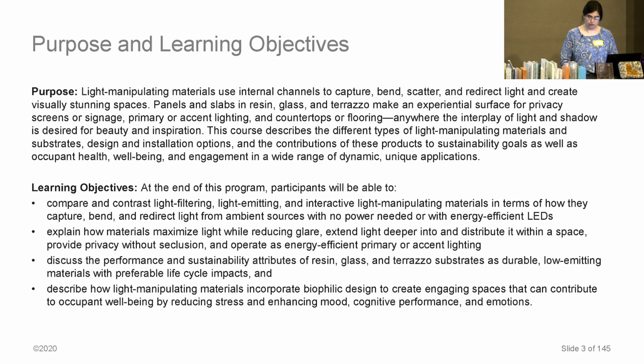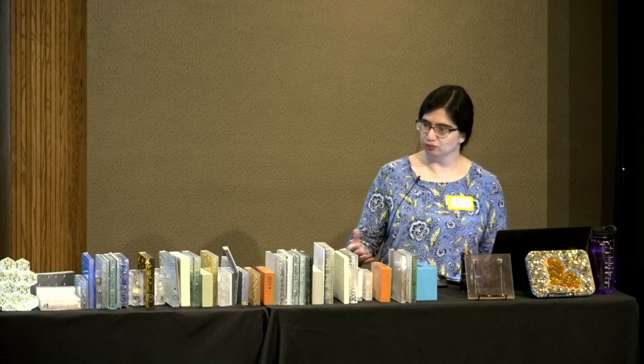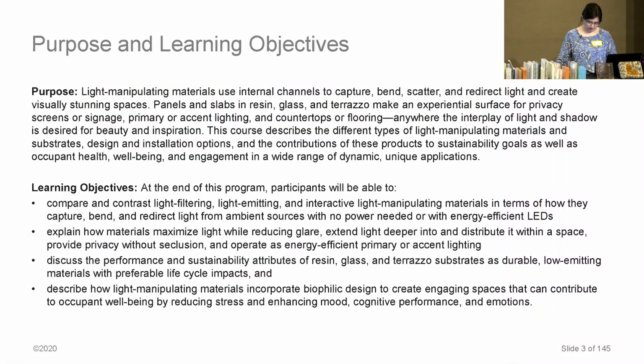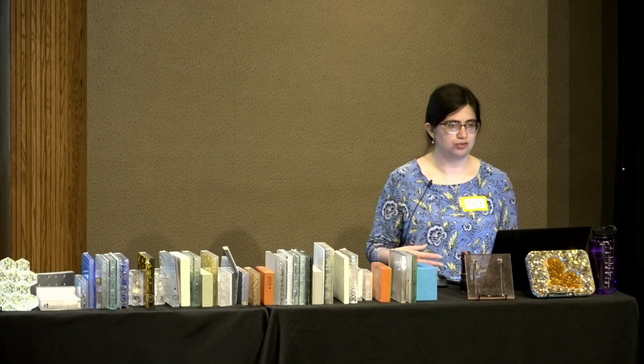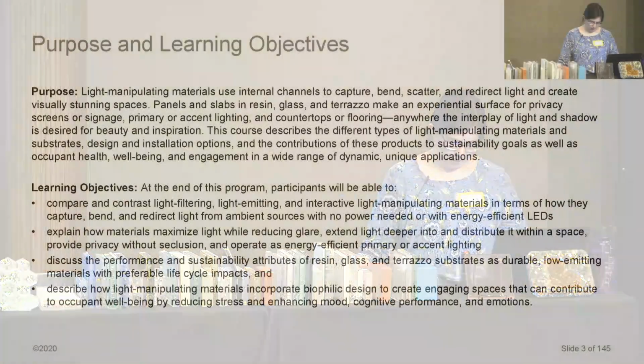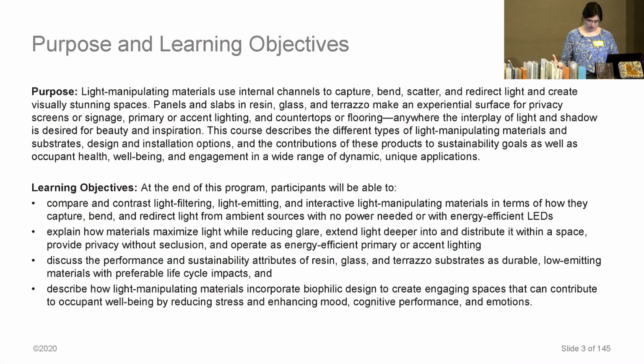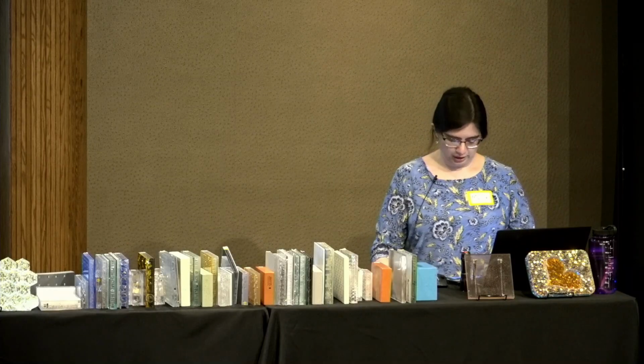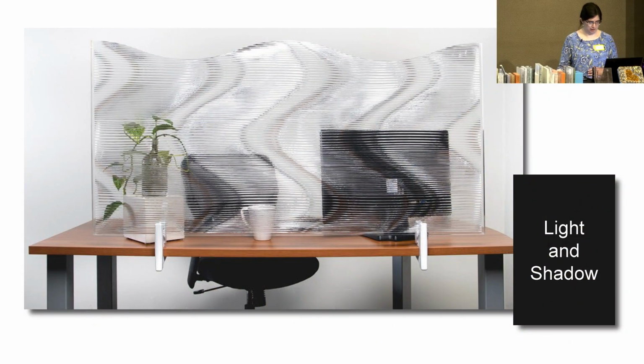Our learning objectives for the course are comparing and contrasting different types of light manipulating materials in terms of how exactly they manipulate light, how they interact with light in different ways. We'll talk about how the materials maximize and extend ambient lighting in a room, how the substrates work, the different sustainability attributes, performance abilities of the different substrates. And we'll talk about how the materials incorporate biophilic design, which contributes to occupant well-being. So light contributes to both our health and our happiness.